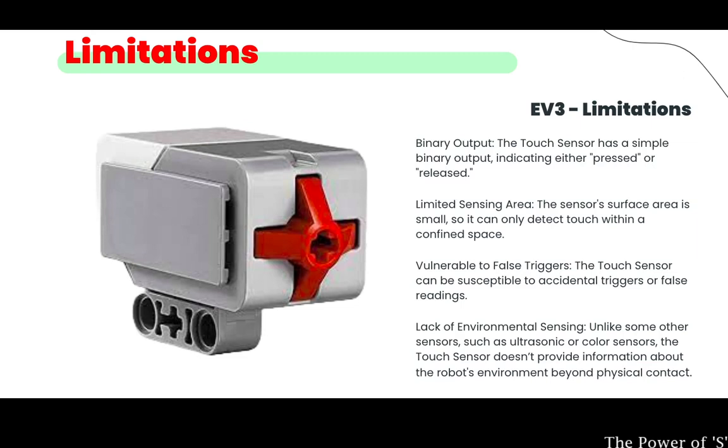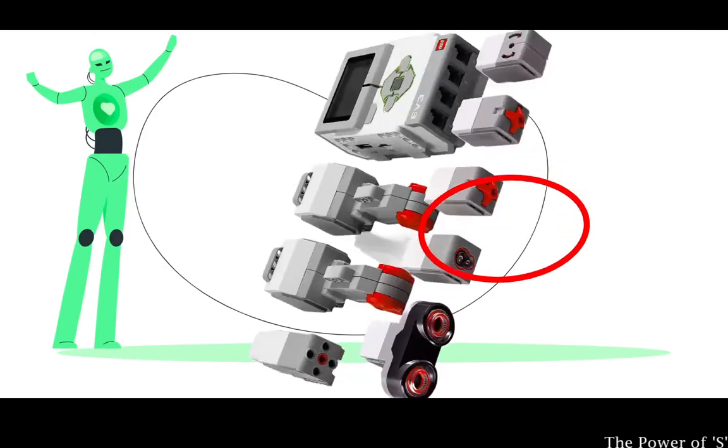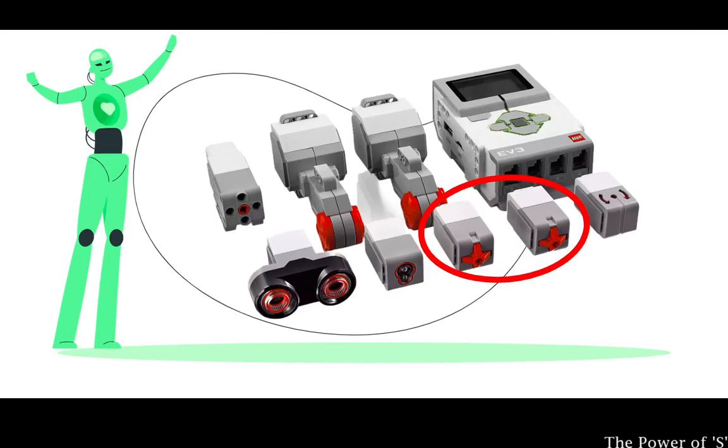And then also a lack of environmental sensing. Unlike some other sensors, such as ultrasonic or color sensors, the touch sensor doesn't provide information about the robot's environment beyond physical contact. Then, as we said, that's EV3 there.